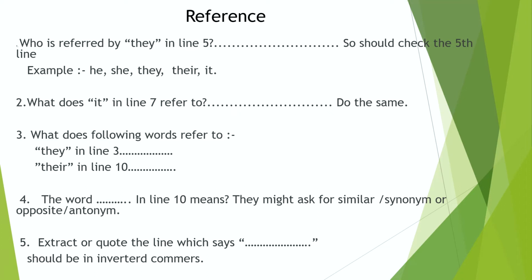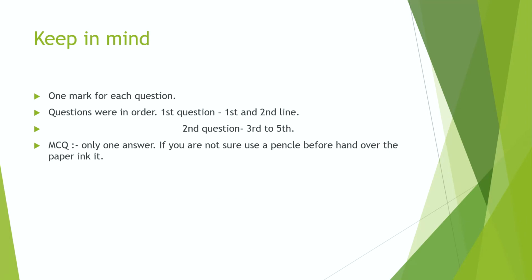They might ask for similar, synonym, or opposite, antonym. Similar, synonym, both are the same. Opposite, antonym, are the same. Extract or quote the line which says. That means there is a sentence or a word in the passage. You have to quote it. You have to extract. You have to bring that word or the sentence down and within inverted commas you have to write it.